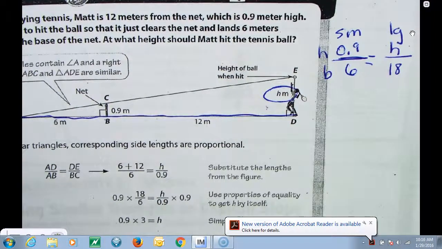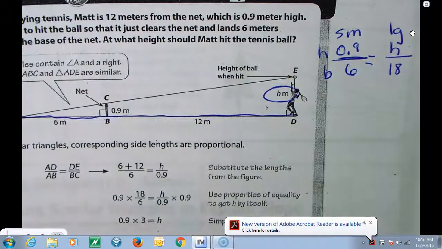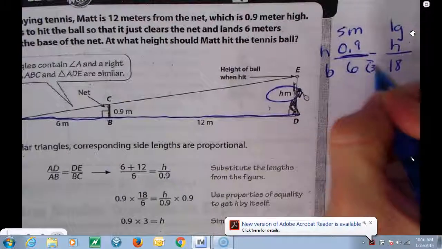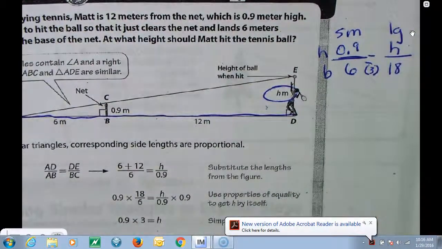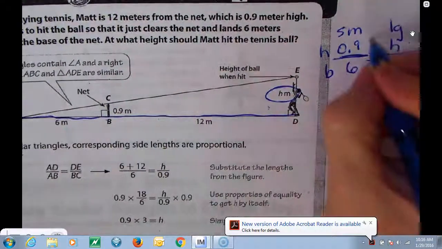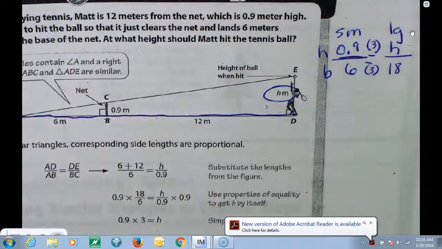We don't need to do the crisscross. There's something easy we can do right now. Aaliyah, what do you think? Good girl. So we're going to go 6 times 3. Y'all see it? 6 times 3 is 18. If it's easy like that, don't do the crisscross.